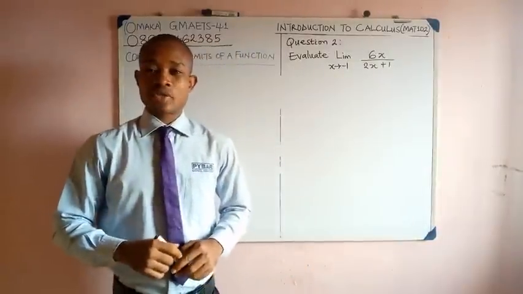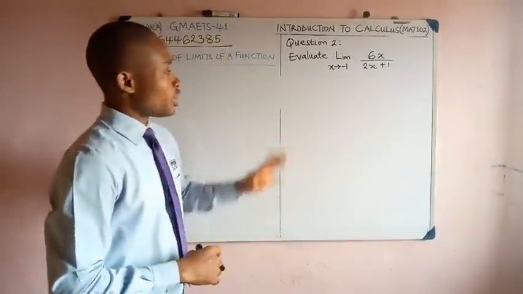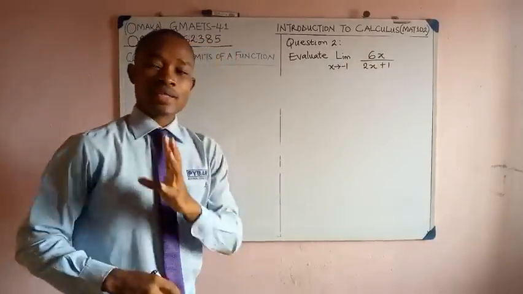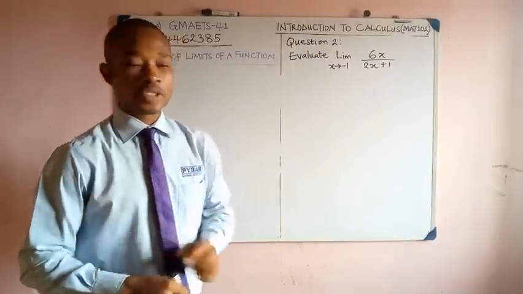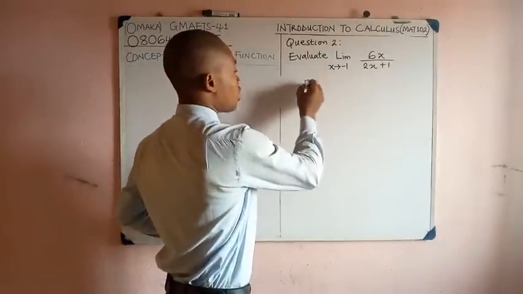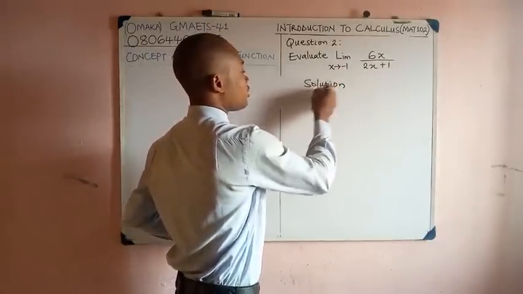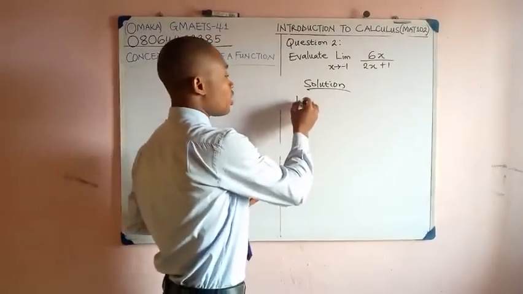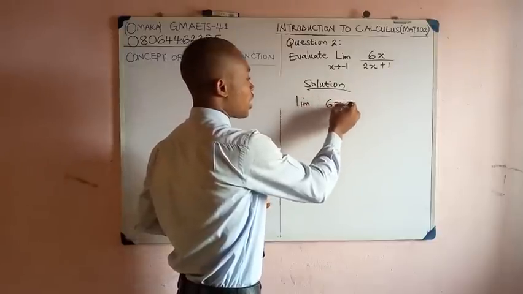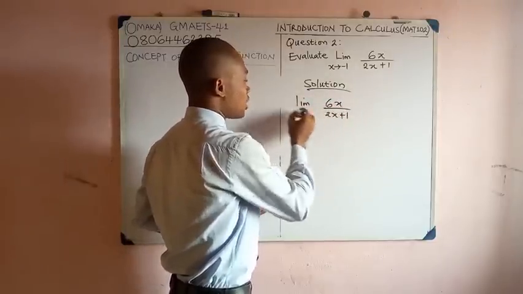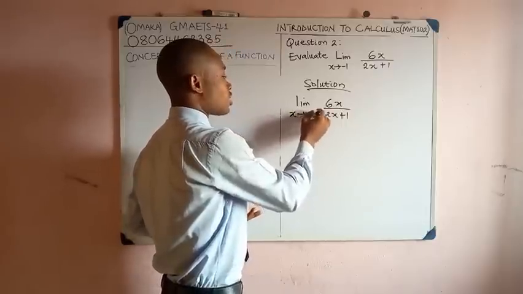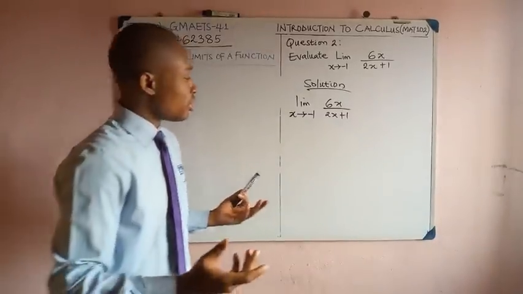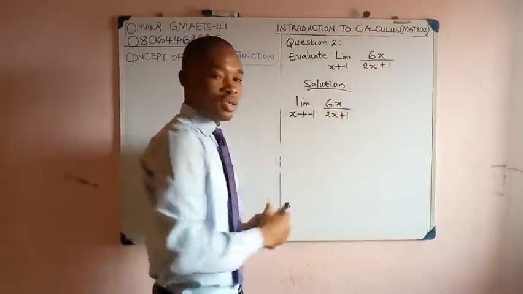And now, the second question. For a limit problem, we have to evaluate the limit of 6x over 2x plus 1 as x tends or approaches minus 1. So how do we solve this problem? Alright, remember, we're going to play around this, is that okay? So we are evaluating the limit of 6x all over 2x plus 1 as the value of x, which is the variable, approaches minus 1. So what do we do here? We're going to substitute minus 1 for x, is that okay?